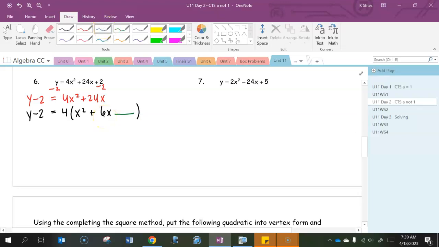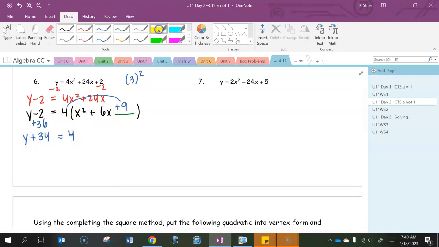Take your b value, 6, divide by 2, 3, square it, plus 9. Okay, now here's where you need to be careful. We're not adding 9 to this side. We're adding a 4 times 9, which is a 36. Okay, that's probably the biggest mistake people make, is they just add a 9. All right, combine like terms. Negative 2 plus 36 is 34.